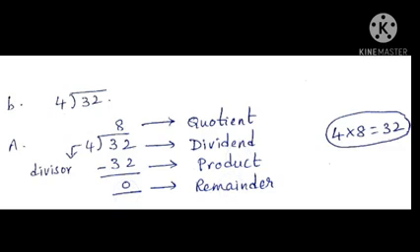You understand, no, children? Why do we call this 4 the divisor? Because it is the number by which we are dividing. This 32 is the number to be divided, so it is the dividend. This 8 is the coefficient. 4 into 8, we are doing the product. So this 32 is called the product. This 0 is called the remainder.